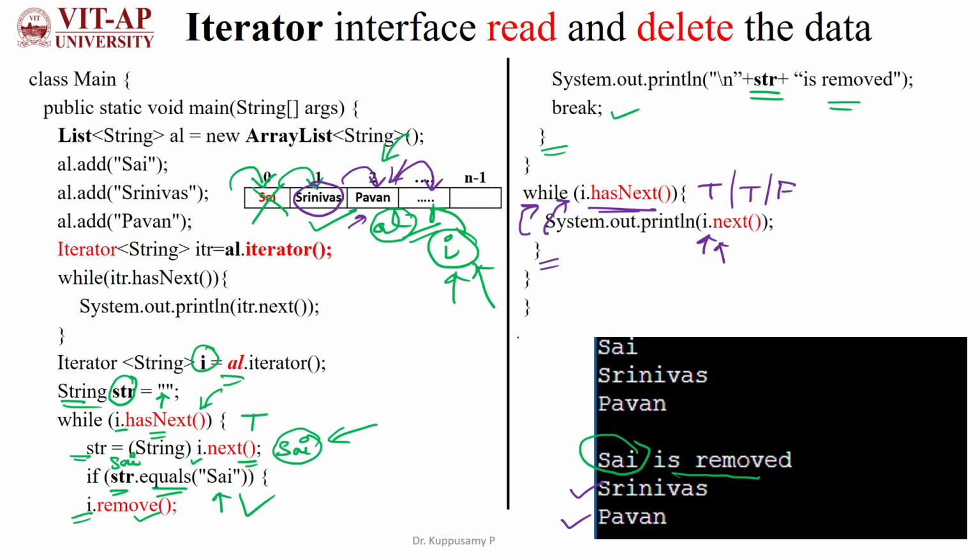So based upon that we can observe that we can read the element by using the iterator interface, and also we can delete the element which was accessed last. That element can be deleted by using the iterator interface.